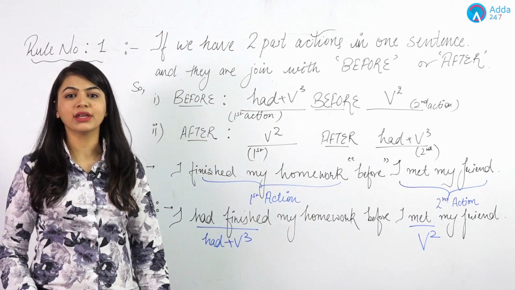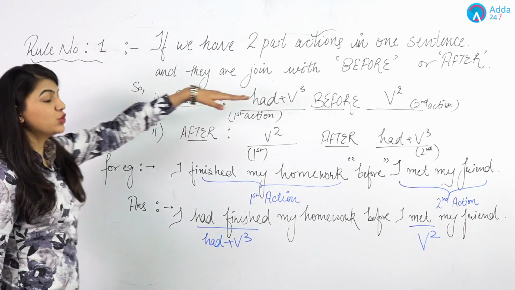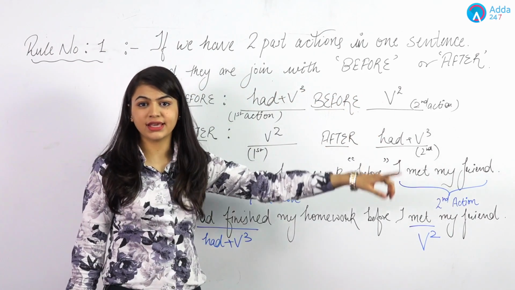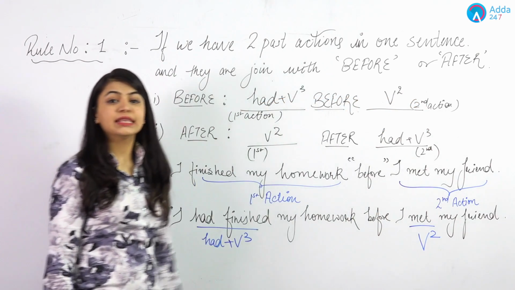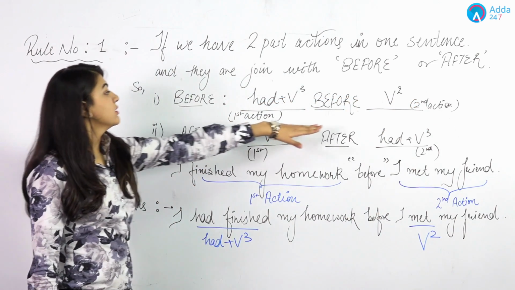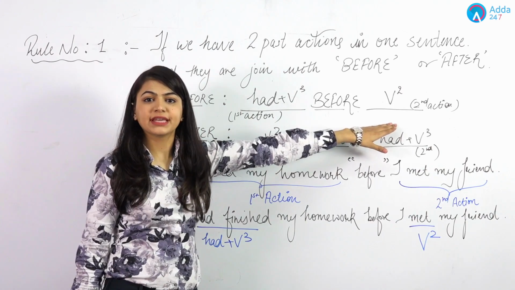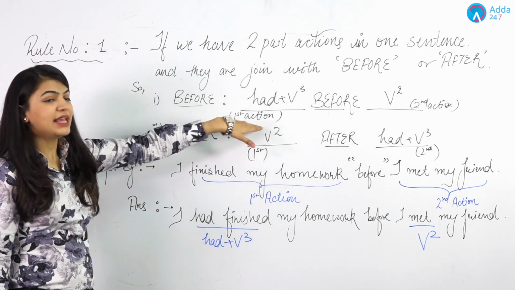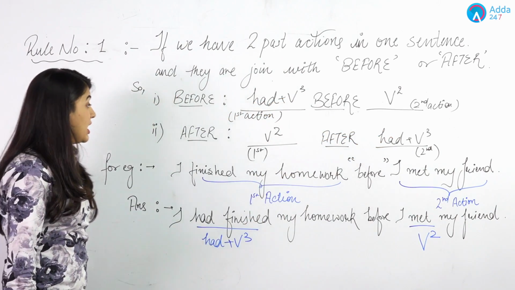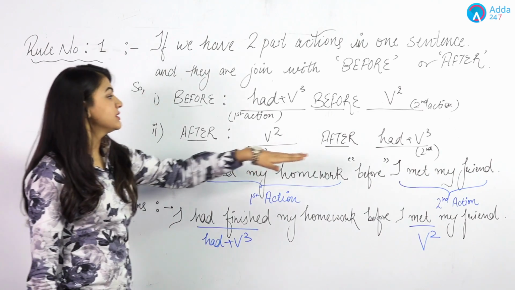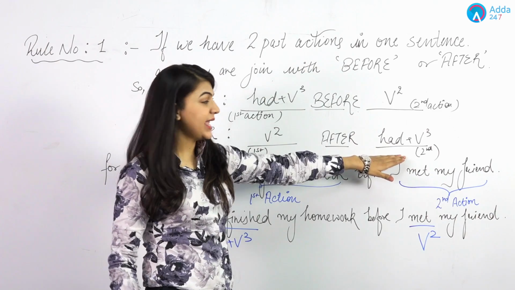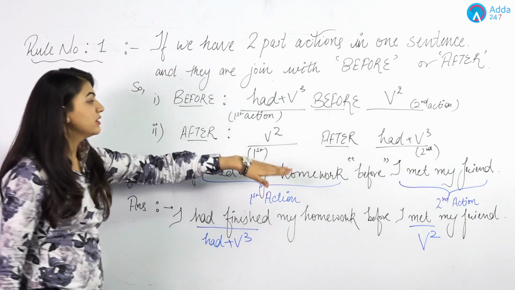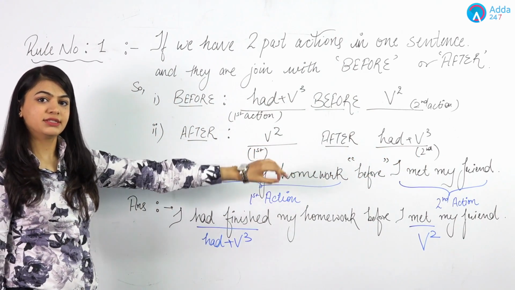So rule number 1: if we have two past actions in one sentence and they are joined with before or after. In the case of before, the second action will be in verb second form and the first action will be had plus V3 form. And in the case of after, it will be the opposite of before. The second action will take had plus V3 and the first action will take verb's second form.